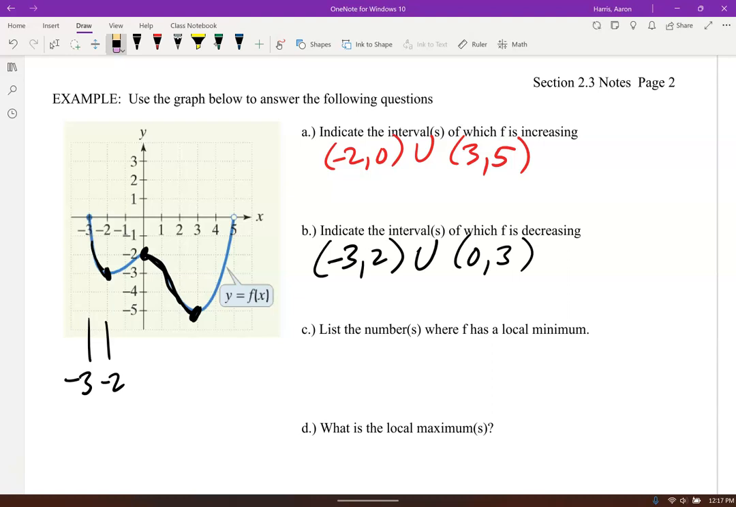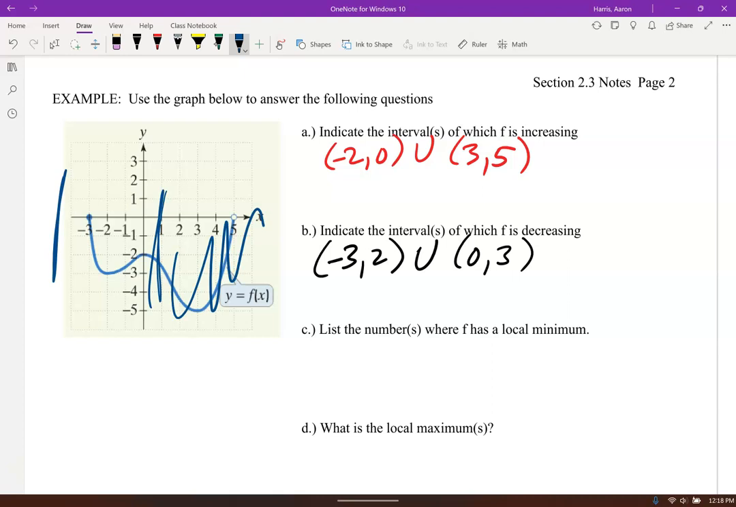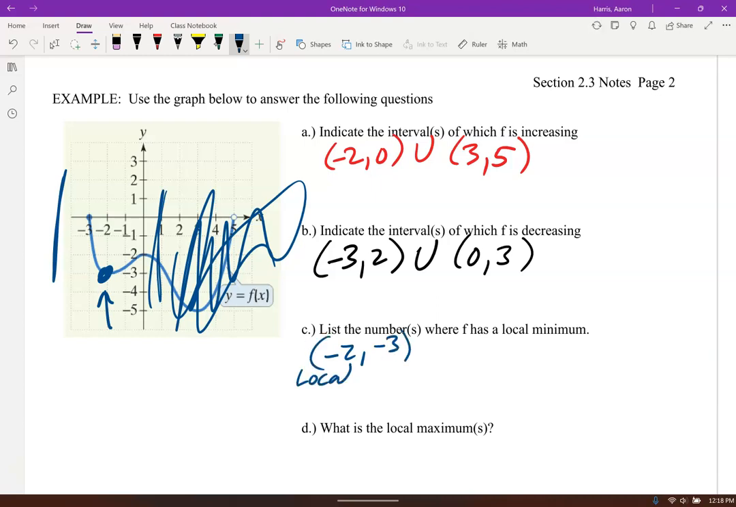Let's do the numbers where it has a local minimum. A local minimum is in an area. So let's say I'm just looking in this area. Forget about this for a minute over here. Just in this area, what's my lowest point? I'd say it's right there. That's one of my local minimums. (-2, -3). So there's a local min of -3, and it occurs at x being -2. That's how you say that.